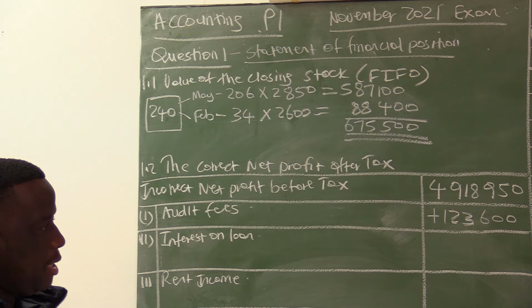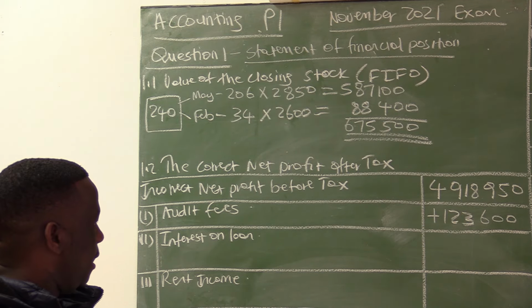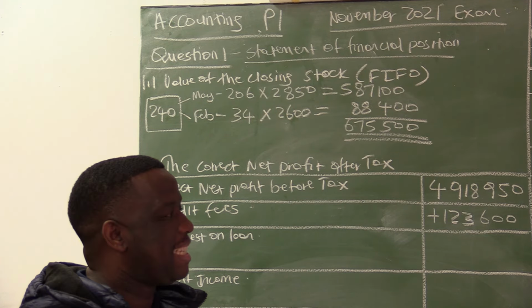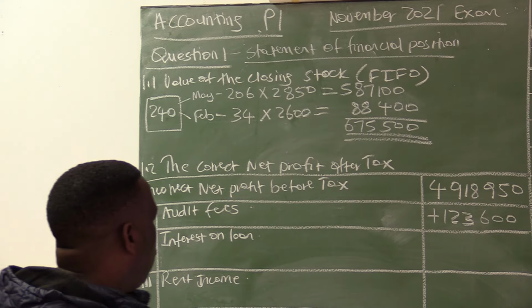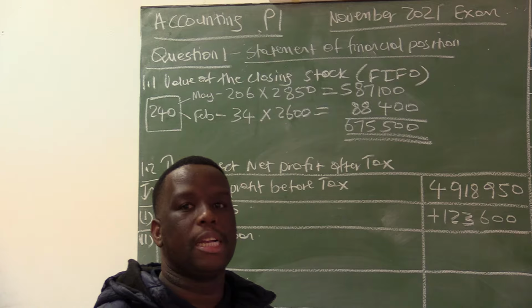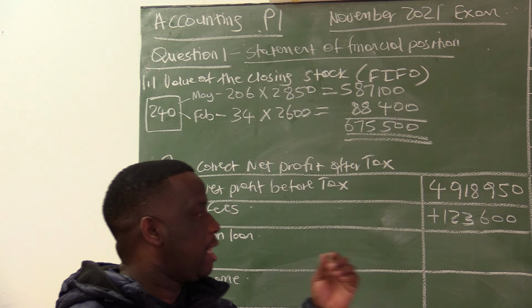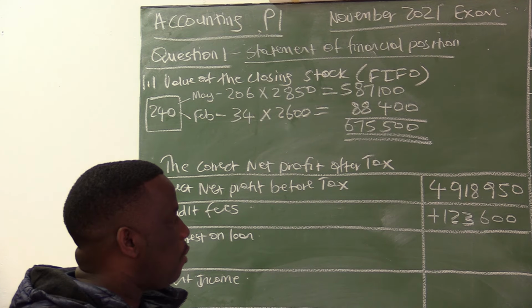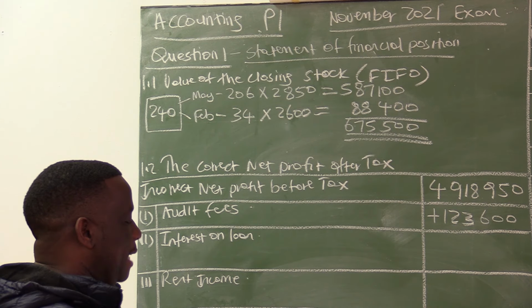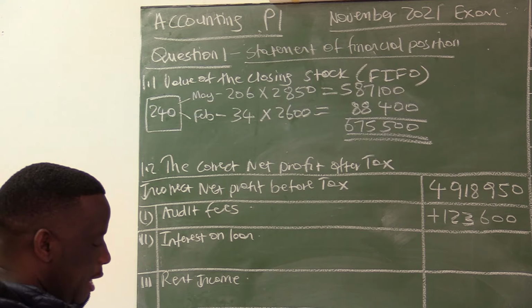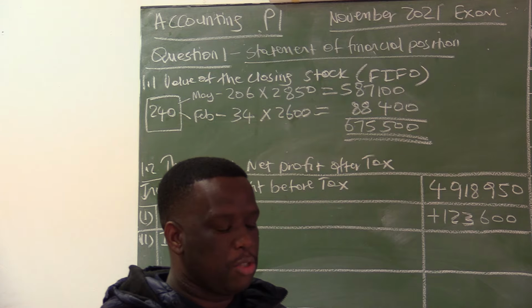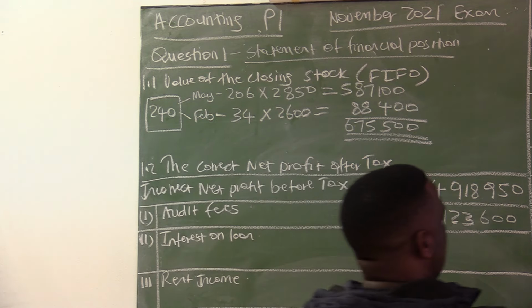Why are we adding this 123,600 back into our profit? It is because when we were doing the income statement, we subtracted operating expenses, including these audit fees, which were extra by 123,600, and that decreased our profit. So we need to add it back so that we are able to correct our profit. So that's a plus 123,600.